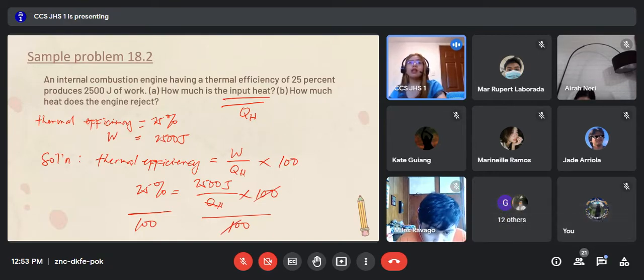So 25 divide by 100. Pila? 0.25. Okay. So dali na lang ako isumpay. 0.25 is equal to 2,500 joules.